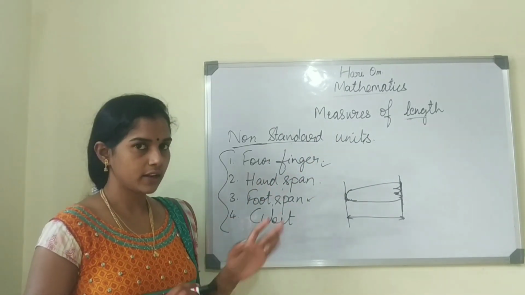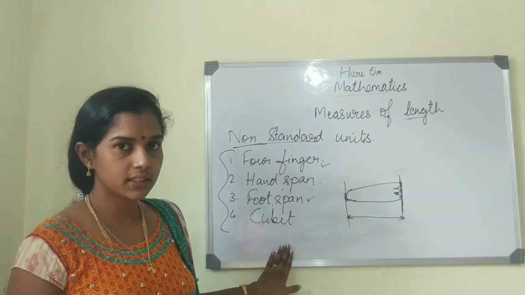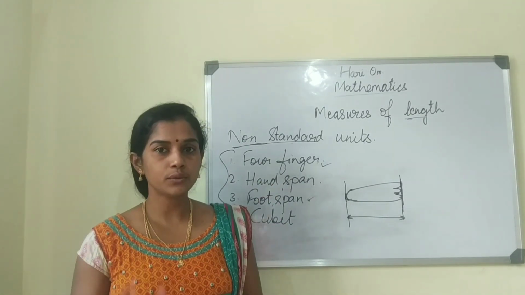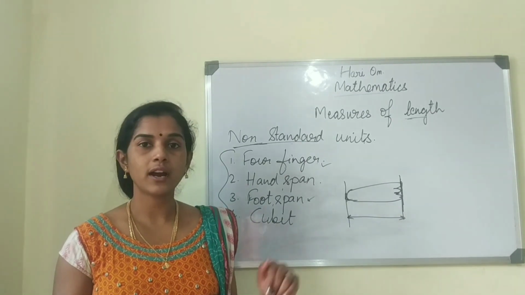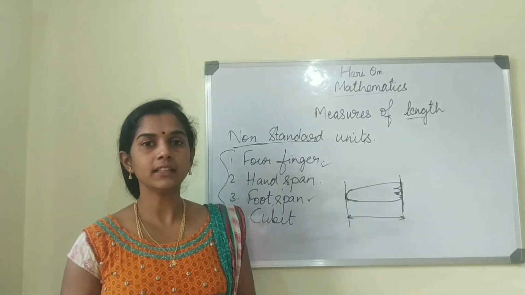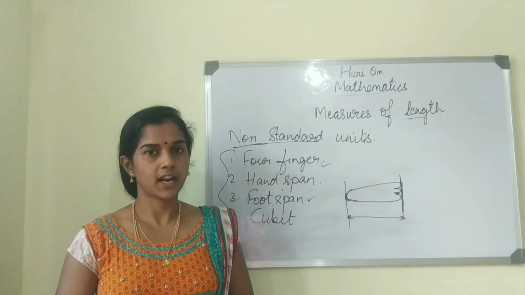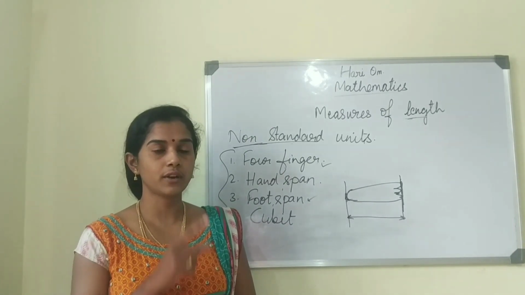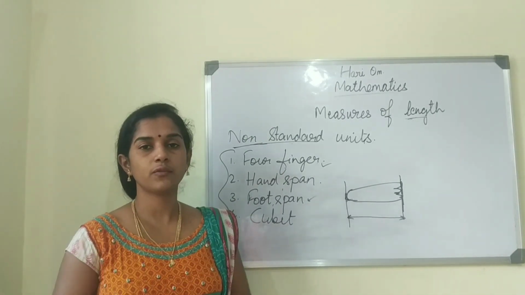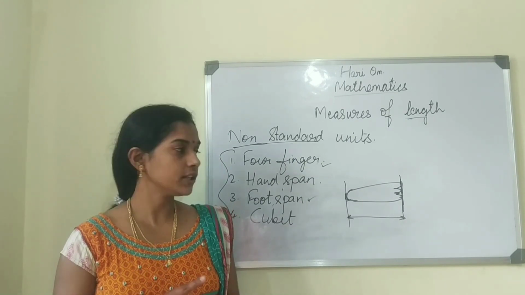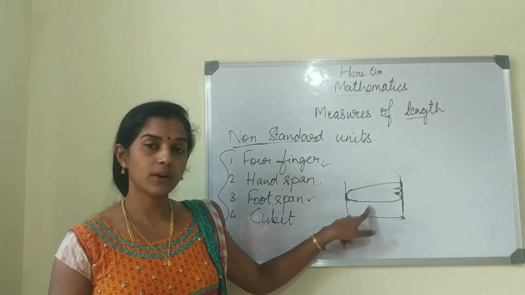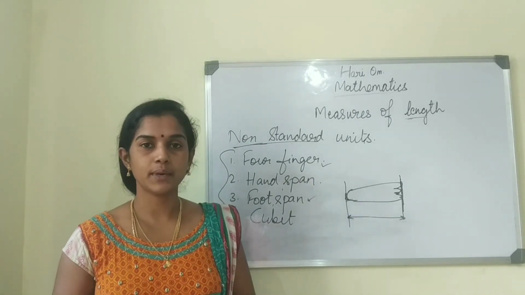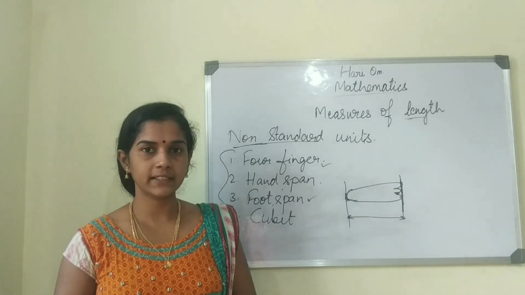Okay, children, I hope you all have understood these 4. Using your foot span, you have to measure the length of your living room. Understood, children? This is your homework. You have to use the foot span and measure the length of your living room.